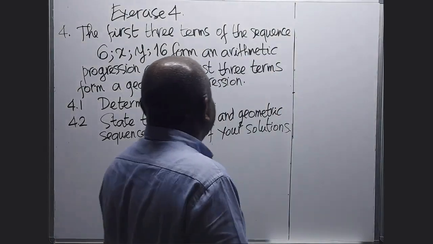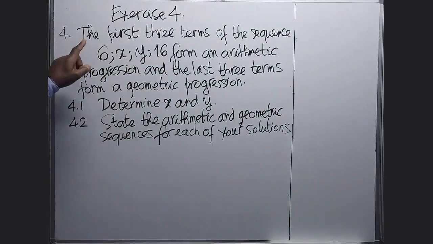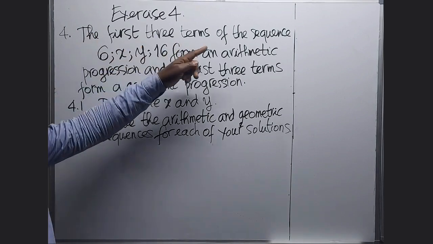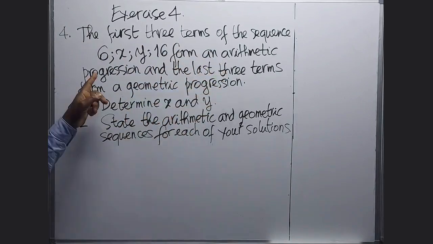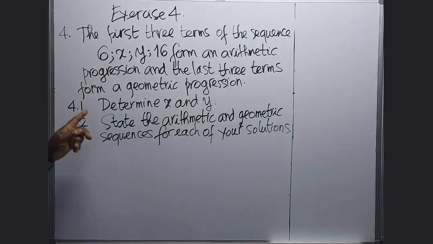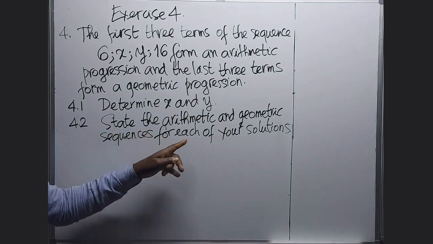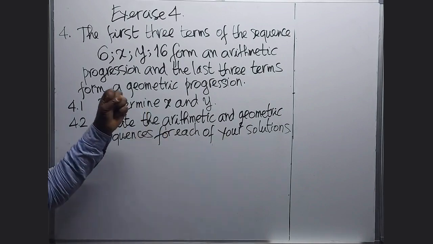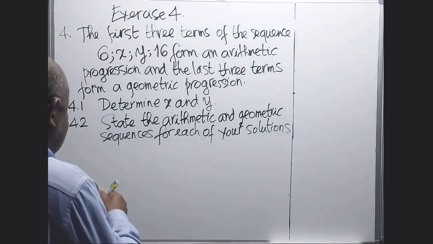We're taking now exercise 4, if we have finished exercise 3. Exercise 4: the first three terms of the sequence 6, x, y, 16 form an arithmetic progression, and the last three terms form a geometric progression. Here are the questions. For 1, determine x and y, and for 2, state the arithmetic and geometric sequences for each of your solutions. So here we need to get the value of x and y, and then we can set our solution.